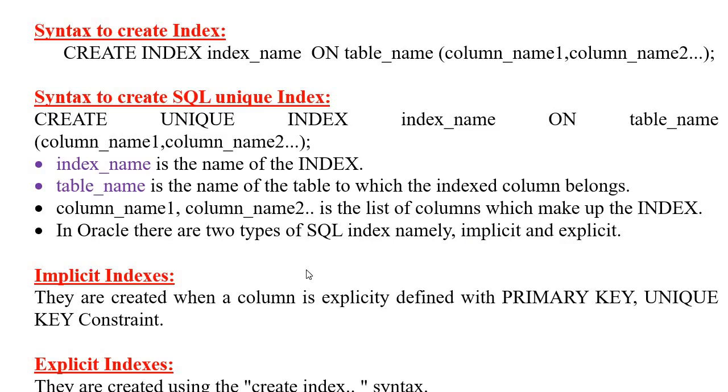There are two types of index, namely implicit index and explicit index. Implicit indexes are created when a column is explicitly defined with the primary key or unique key constraint. Whereas explicit indexes are created using the create index syntax.